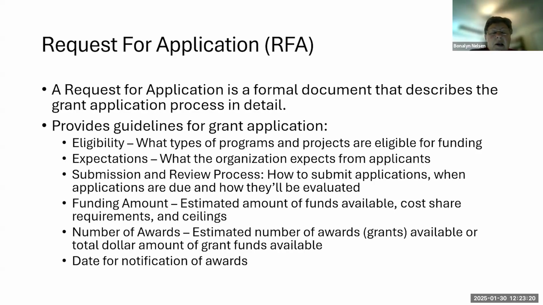Let's talk about the document that tells you how to write your grant application. This is the request for application, and it will describe the application process in great detail. Too much detail very often. And it will tell you a lot of valuable information. Eligibility: what types of programs and projects are eligible for funding.